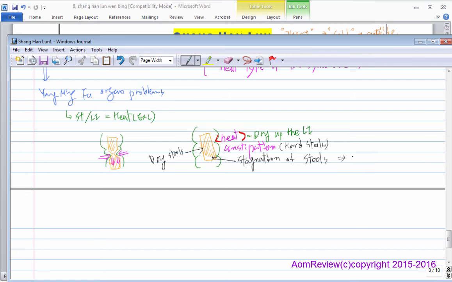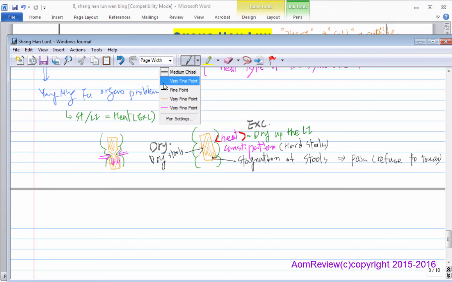Anyway, in TCM when something is stagnant, there's pain and refusal to be touched. So in this region, we call it the excess pattern. Okay, this part we call the excess. This area is the excess condition, and this is a dry condition. Okay, and also as we covered previously, the stool is blocked. It might increase the pressure of the intestine, so that might cause a reversal of the qi to the stomach region.